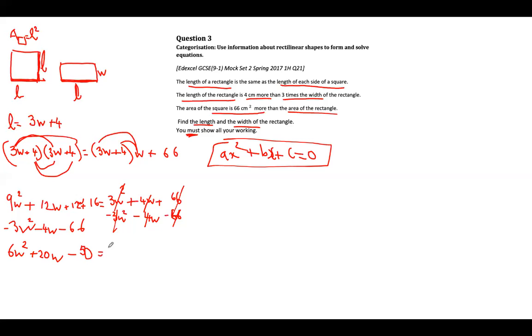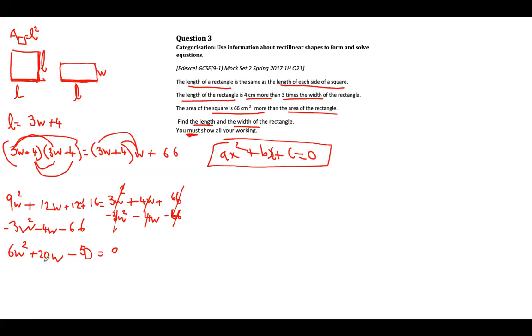Equals, all this side becomes 0. So we have a quadratic equation to solve. So now we need to factorize using the skills of factorizing quadratic equations. We're going to need the factors to be able to solve this equation.